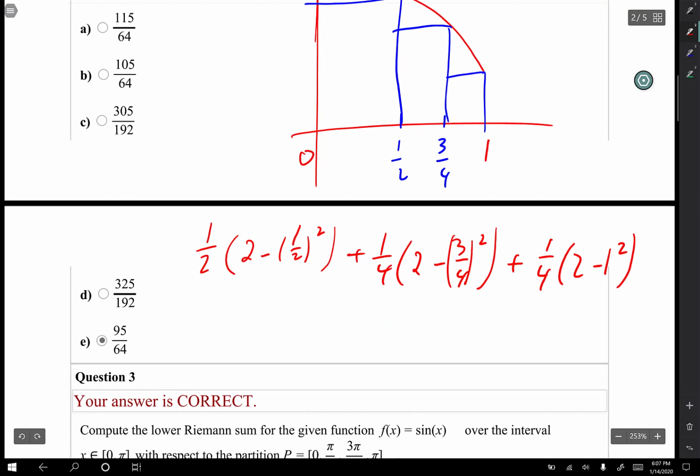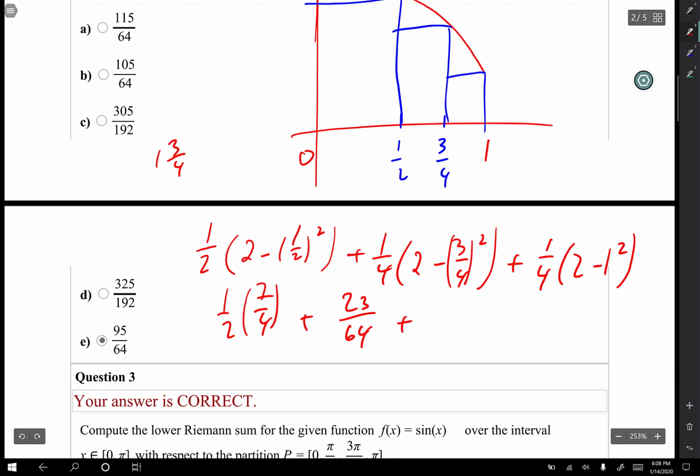1/2 squared is 1/4. 2 minus 1/4 is 1 3/4. Let's see. 1 times 4, 5, 6, 7. So 7/4 times 1/2. Plus, and then 3/4 squared is 9/16. And 2 minus 9/16 is 23/16 times 1/4, and I'm going to turn that into a fraction, 23 over 64.